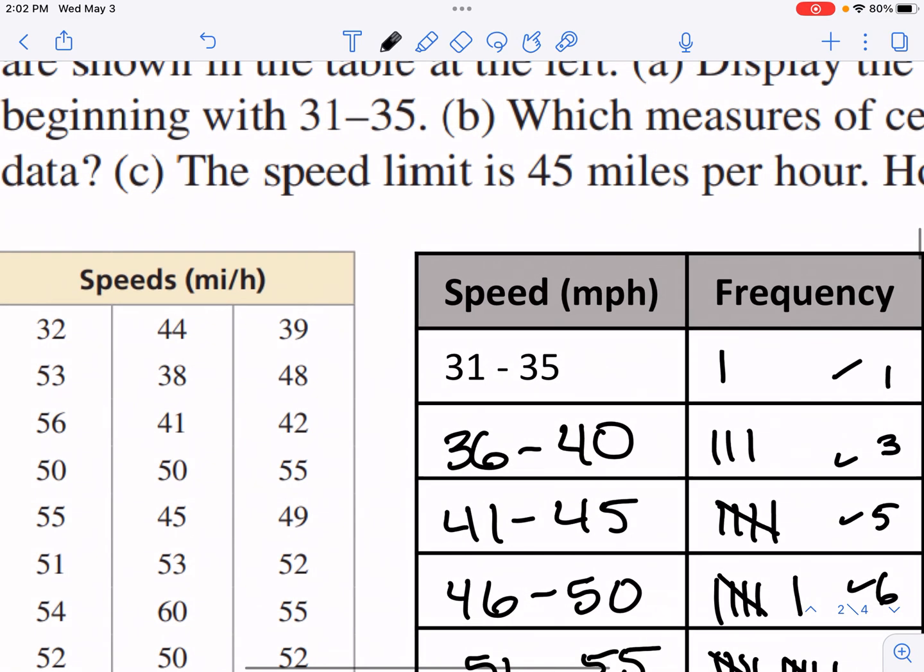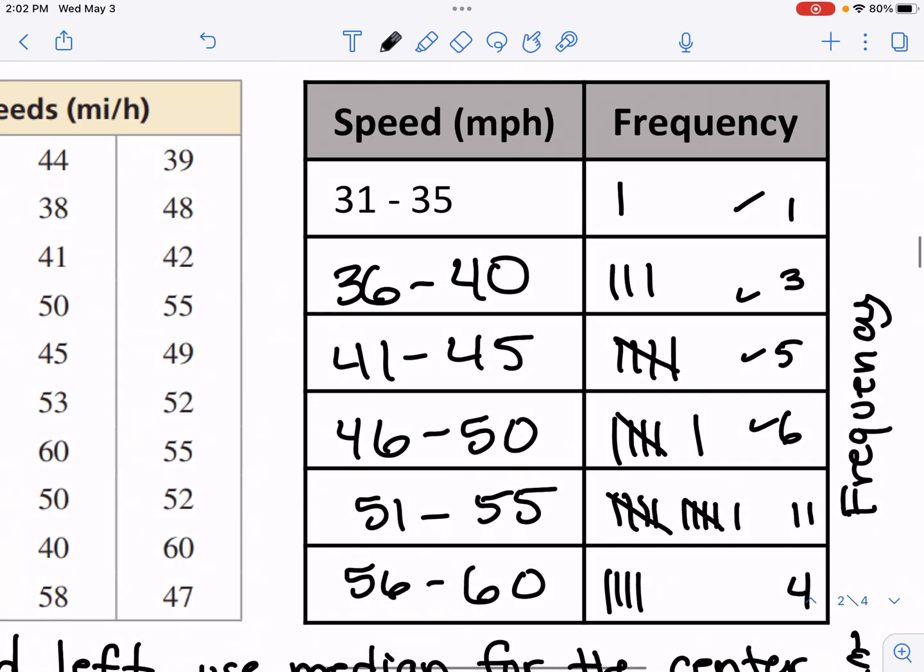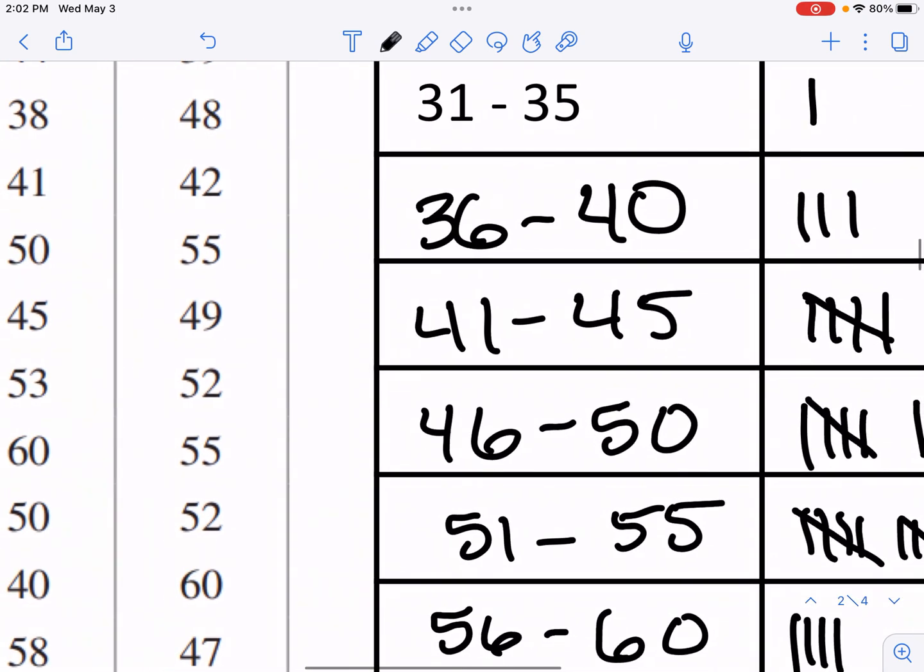What we did here is we created a frequency table using intervals, starting with the interval 31 to 35. That interval has a size of 5 because if you count the numbers including 31, 32, 33, 34, 35, that's 5 different numbers. So we created intervals of that exact same size. If you look at the next interval, you count 36, 37, 38, 39, 40, that's also 5.